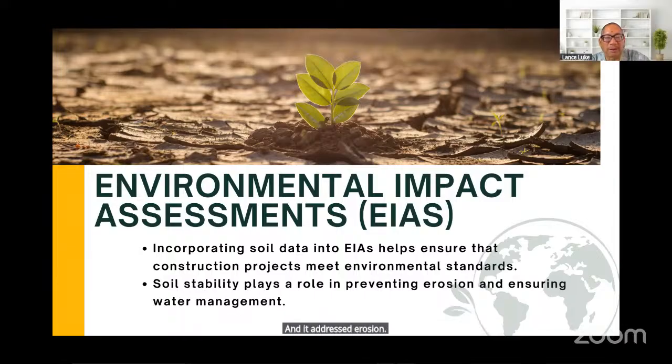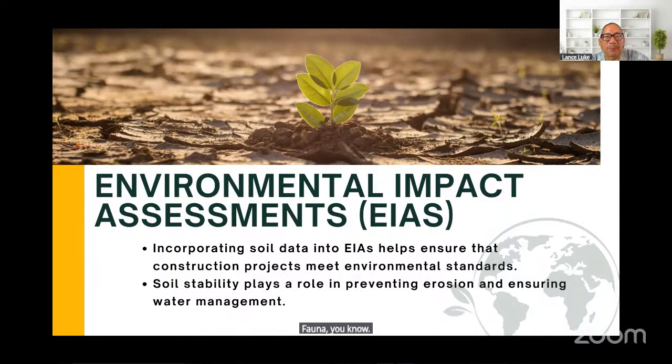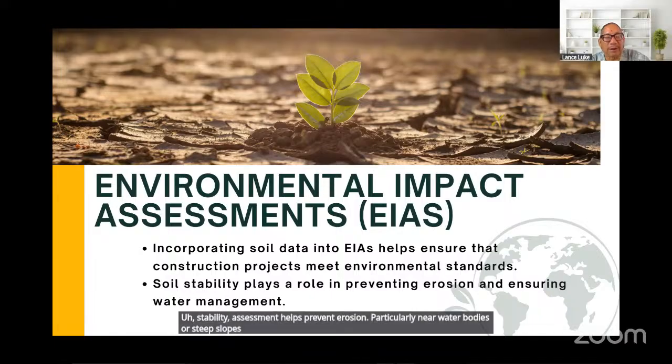habitat impact, water management. If you have wildlife, fauna, birds and even plants and things like that, that's something to consider. The soil stability role in an environmental impact statement. Stability assessment helps prevent erosion, particularly near water bodies or steep slopes. So all that is taken into consideration.